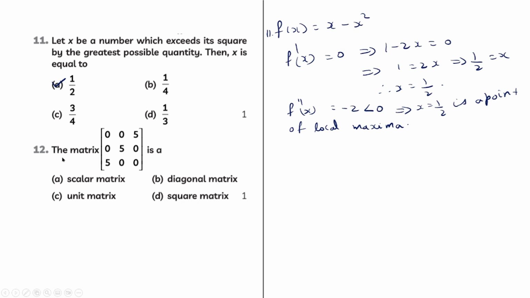Next question, the matrix 0, 0, 5, 0, 5, 0, 5, 0, 0 is a. So here we can see that the element 5 is on the other side. So if we consider the diagonal elements of a matrix, these are the diagonal elements. But here 5, 5, 5, they are not the diagonal elements. As a result, this matrix is only a square matrix. So the correct option is option D.